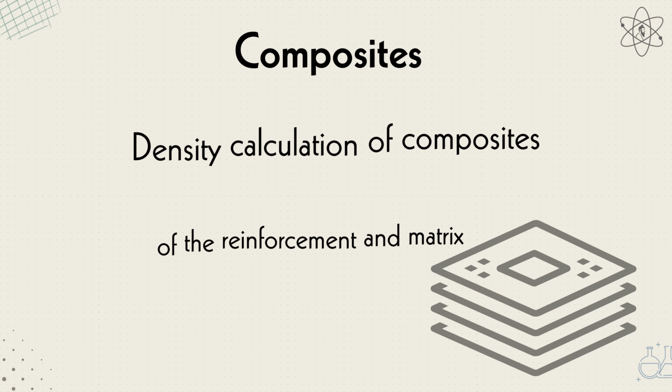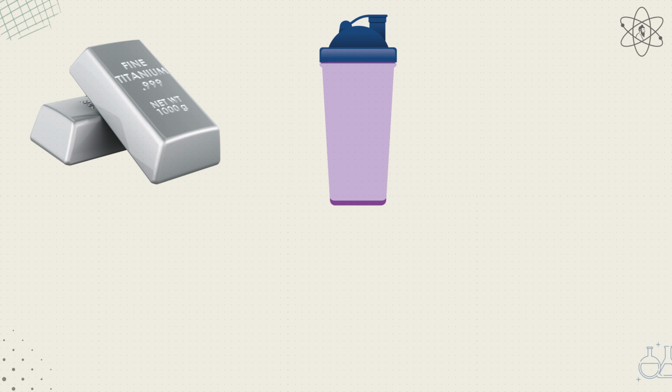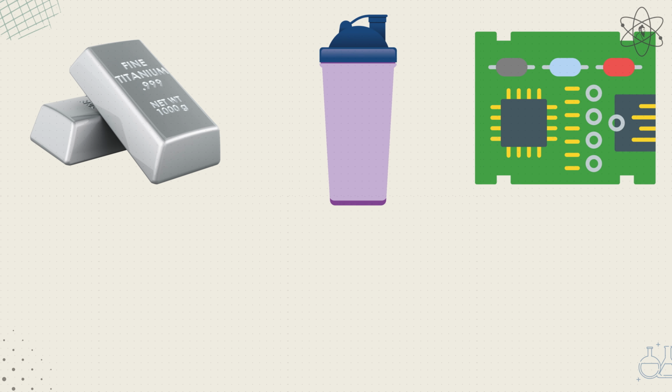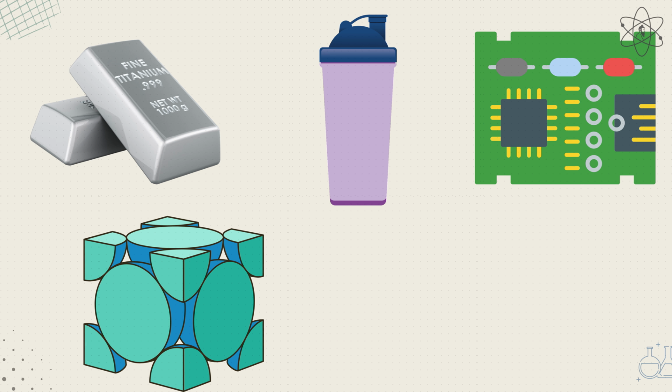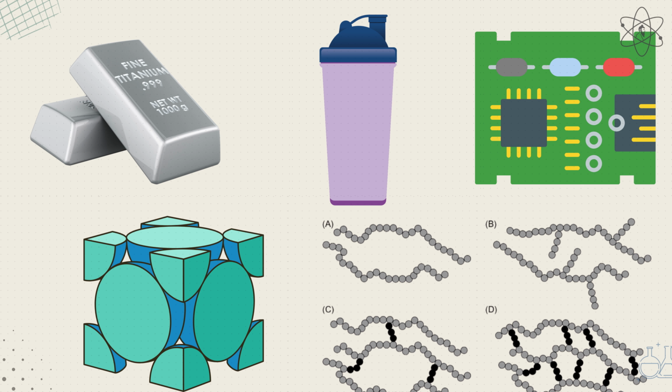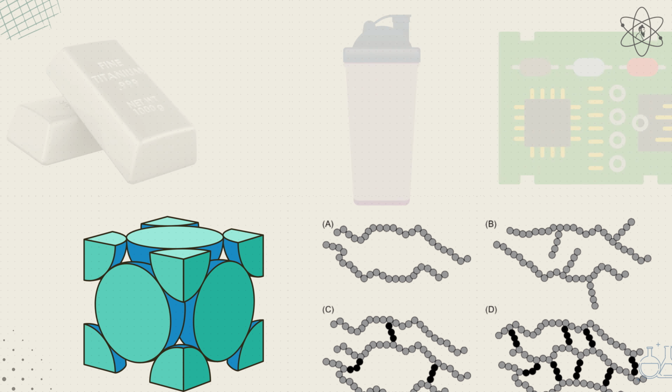So, from dense metals to lightweight polymers and advanced composites, the internal structure and atomic arrangement of materials define their unique properties. Whether it's close-packed crystals in metals or cross-linked networks in thermosets, understanding the structure helps us to choose the right material for the job.